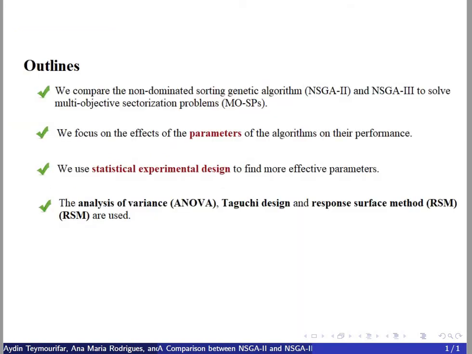The outlines of this presentation can be summarized like this. We compared the NSGA-II and NSGA-III algorithms to solve multi-objective sectorization problems. We focus on the effects of the parameters of the algorithms on their performance. We use statistical experimental design to find more effective parameters. The used statistical methods are analysis of variance, Taguchi design, and response surface method.